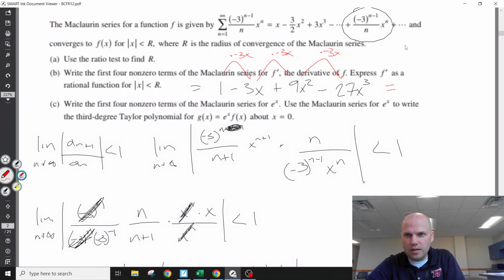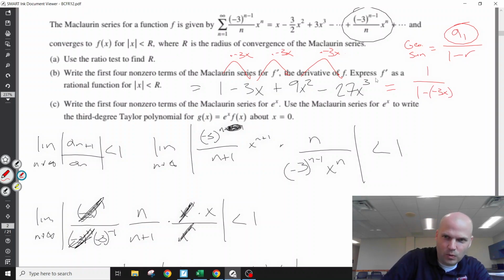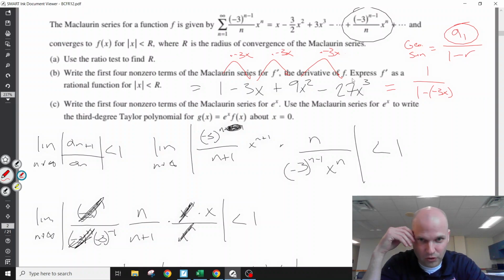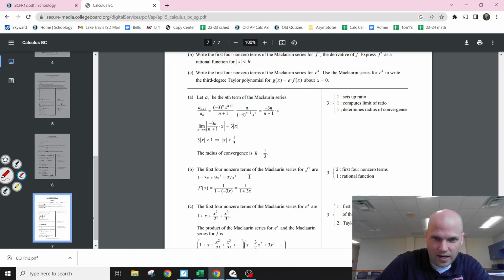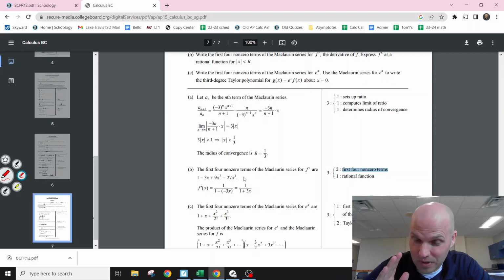Well, the geometric series can show it has a sum, which is your first term over 1 minus your common ratio. 1 over 1 minus negative 3x would therefore be my rational function that equals this alternating series. Not nice. They gave you 2 points for the first 4 non-zero terms. I mean, we should have talked about this during our tutoring session. There are easy points to earn. The hard points are worth less because usually people don't get them.